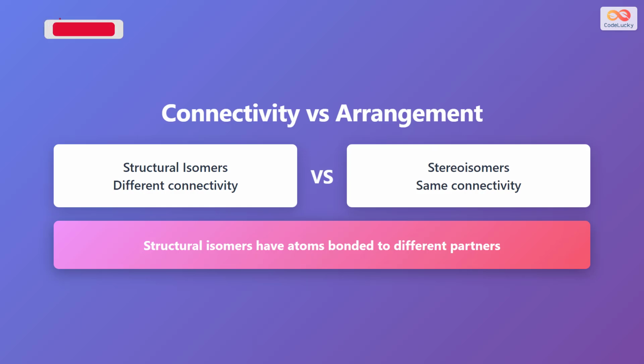It's important to understand the difference between structural isomers and stereoisomers. Structural isomers have different connectivity, meaning atoms are bonded to different partners. Stereoisomers, on the other hand, have the same connectivity but different spatial arrangements. The key takeaway is that structural isomers have atoms bonded to different partners entirely.